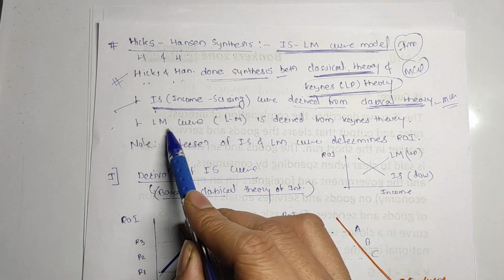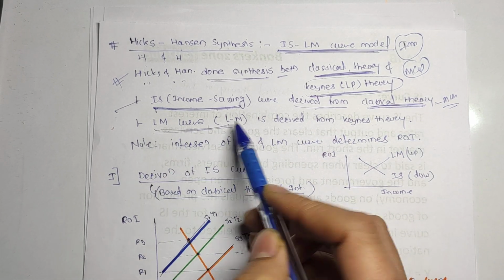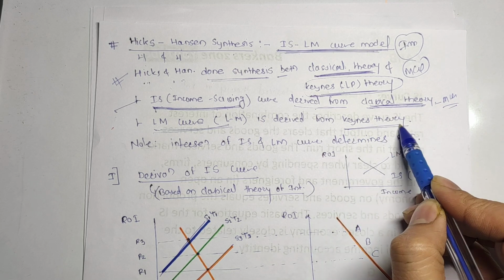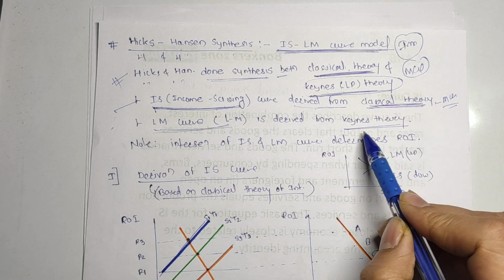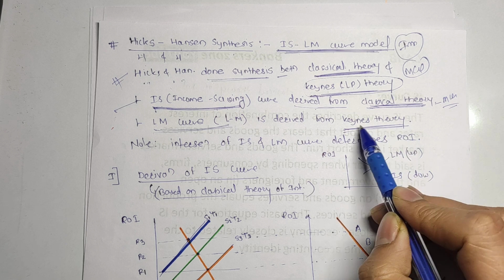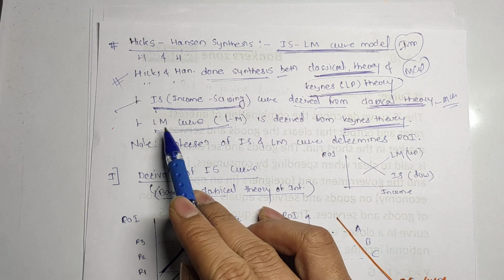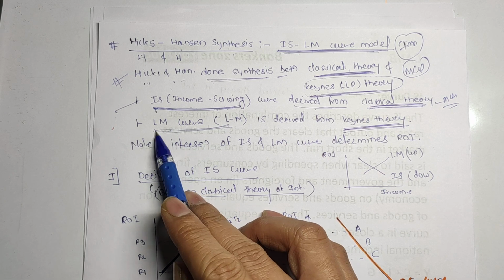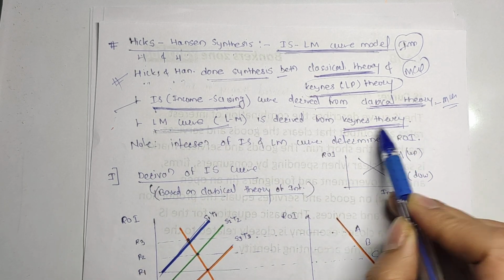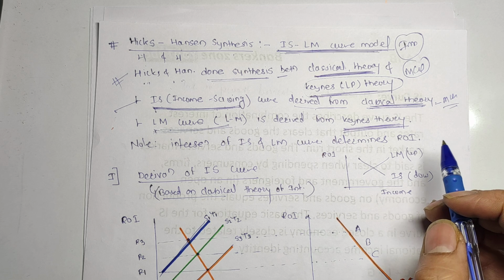Now next, the LM curve. The LM curve is derived from the Keynes theory, as we all know. In the previous slide I already told you the Keynes theory is also called the Keynes liquidity preference theory. That means liquidity. The LM curve, liquidity money stock, is derived from the Keynes theory.